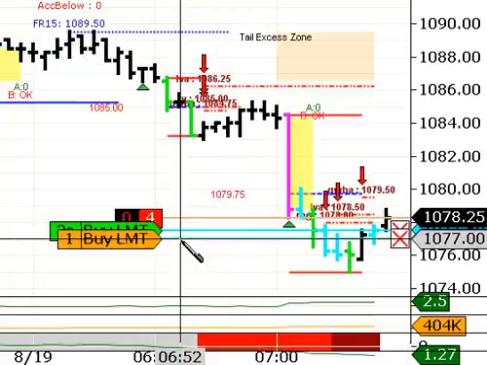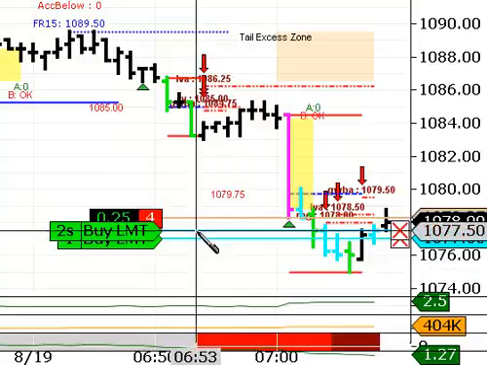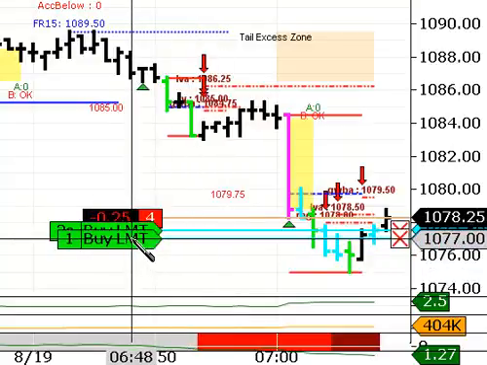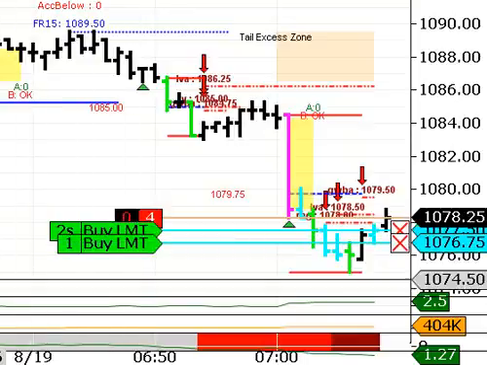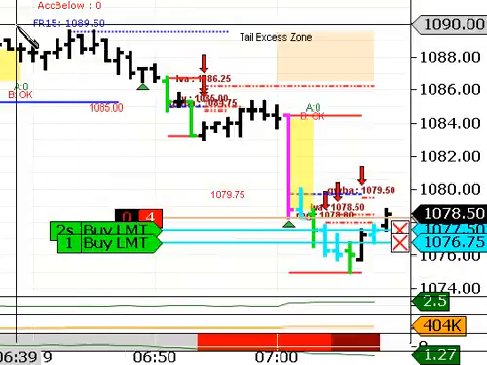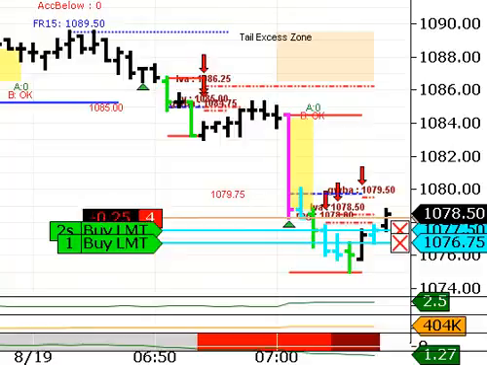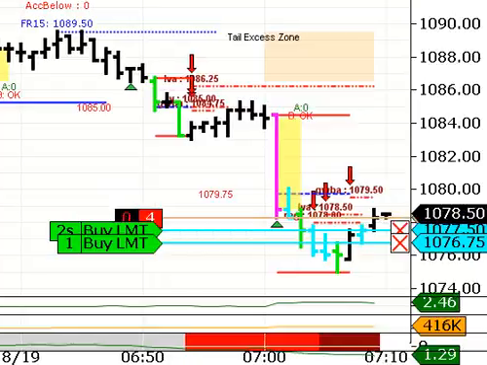So we are now short 4 contracts, and I've just placed the buy limit for 2 at 3 ticks for half of the position, and the buy limit for 1 contract, or 1/4 of the position, at 76.75. So we're just going to let those orders hold for a minute or so here.